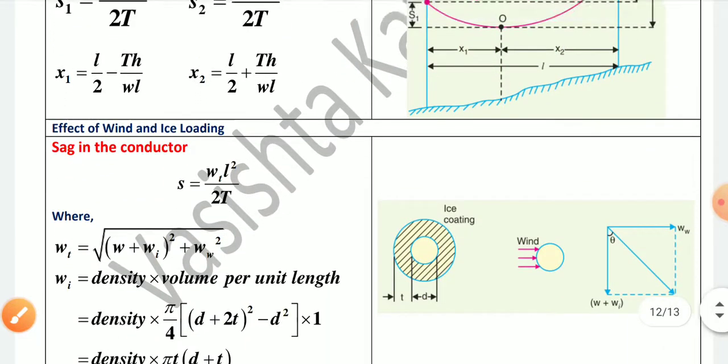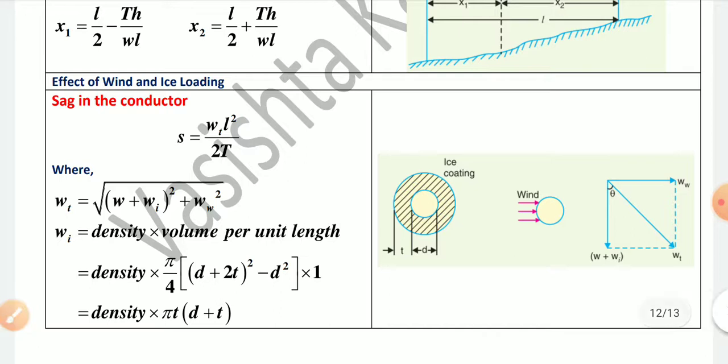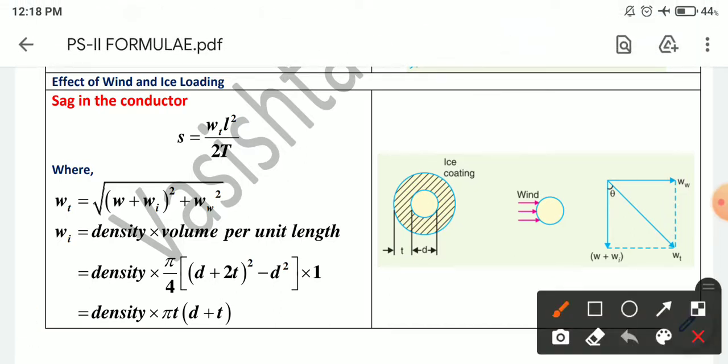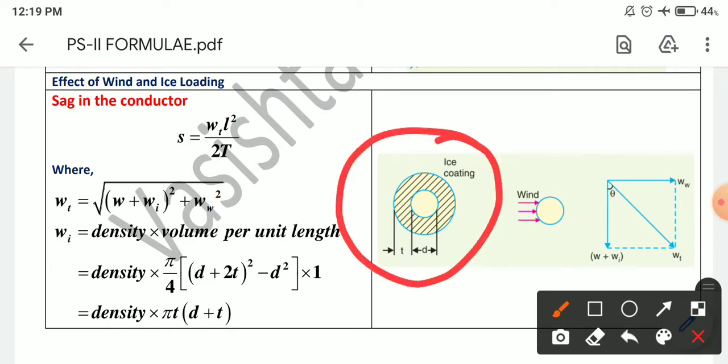Next, the effect of wind and ice. Generally the transmission line is subjected to the open atmosphere. In windy seasons or winter seasons, there is formation of an ice coating on the conductor and some wind force acting on the transmission line. In such conditions, some ice can accumulate on the surface of the conductor.